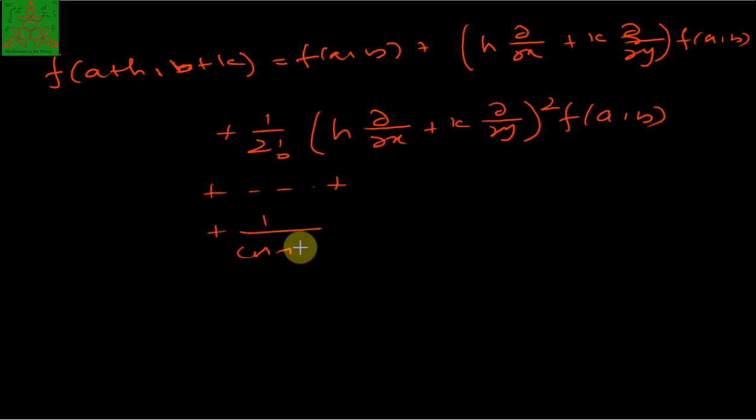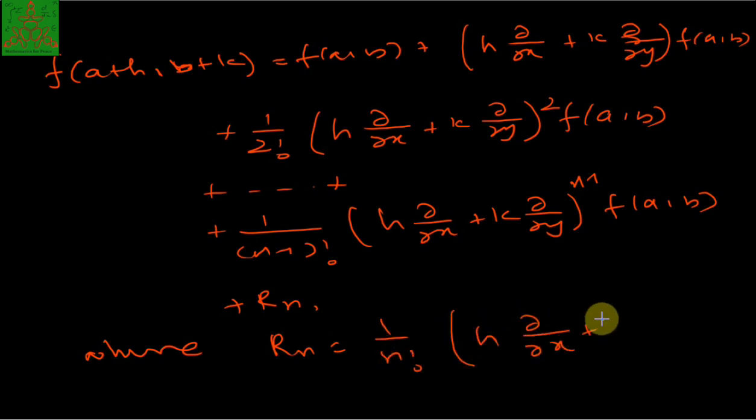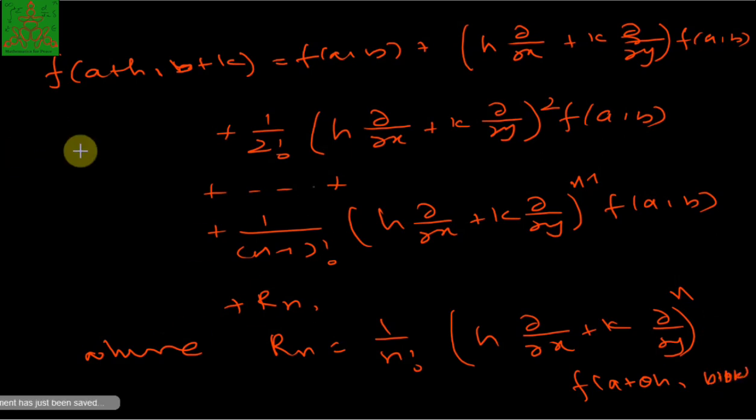The (n minus 1)th term is 1 upon (n minus 1) factorial (h ∂/∂x + k ∂/∂y)^(n-1) f at the point (a,b), plus Rn, where Rn we can write down as 1 upon n factorial (h ∂/∂x + k ∂/∂y)^n f at the point (a + θh, b + θk). So finally we have the conclusion that if all the partial derivatives of f at the point (a,b) exist in the neighborhood of (a,b) and they are continuous, then we are able to write down the Taylor series for this function.